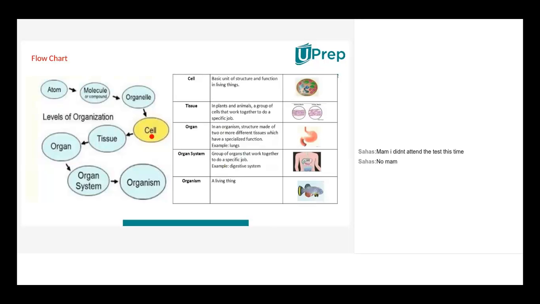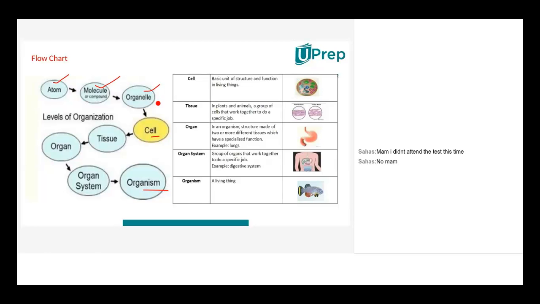But in some exams, they may go beyond the cell in the flowchart. That's why I had taken this flowchart. From cell to organism, I know you are well aware: cell to tissue, tissue to organ, organ to organ system, then organism. But prior to the cell, if the flowchart is given in blank form, you can start with one atom. Whatever object in this universe is made up of atoms. Numerous such atoms form a molecule or compound, and so many such molecules form an organelle.